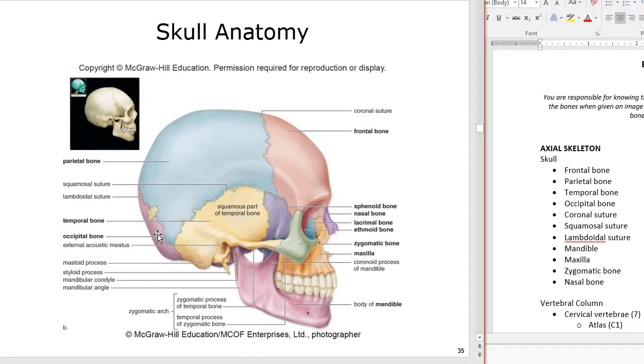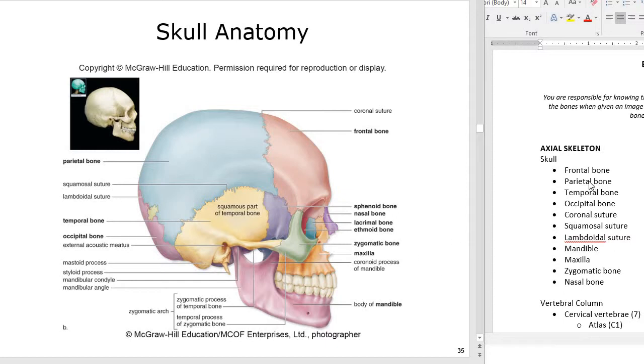The only suture that's not shown here, and I guess you don't even need to know it for the quiz, is the sagittal suture, and that separates the two parietal bones from each other. It goes right along the top of the head, but it's not on our list to know for the quiz, so you'll learn it at some point, but you don't need to know it for now.